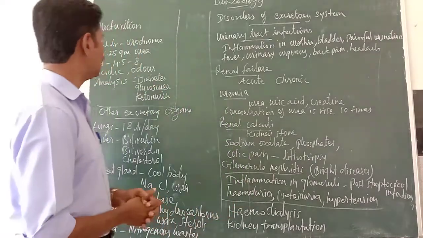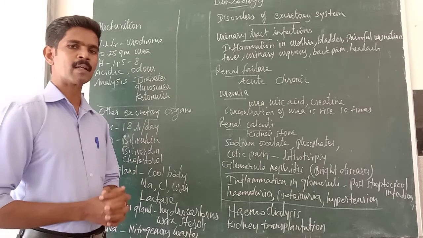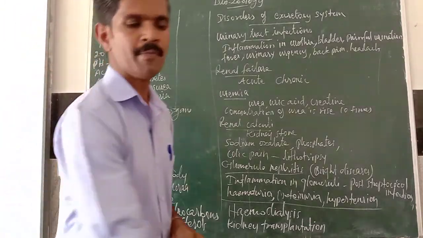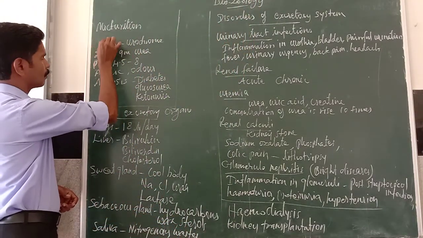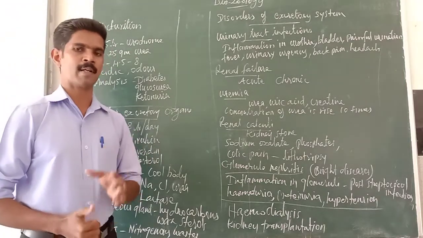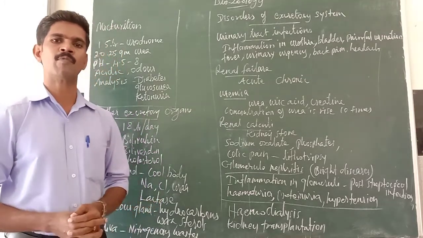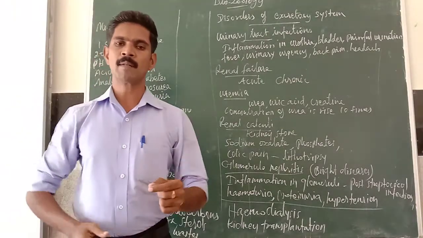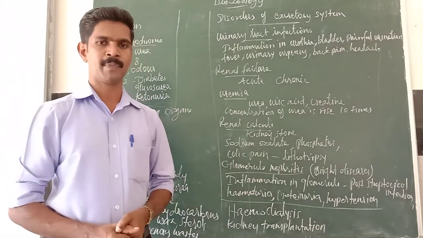A healthy human being releases 1.5 liters of urine per day. The urine is slightly yellow in color because of the presence of a color substance called urochrome. Because of this urochrome substance only, the urine is slightly yellow.